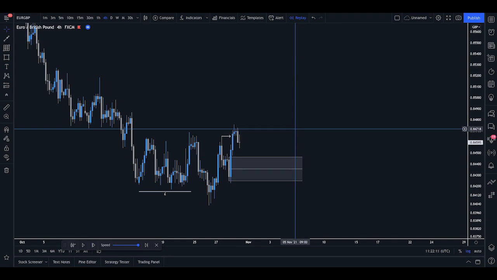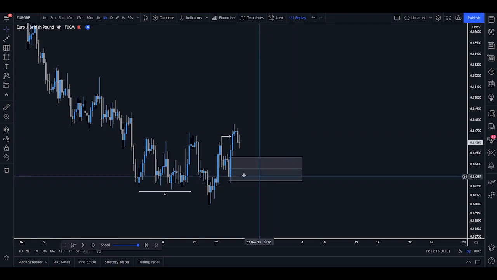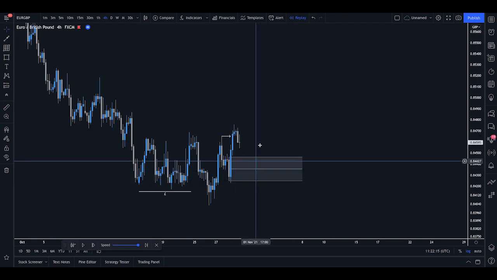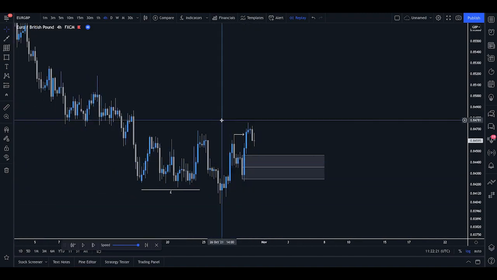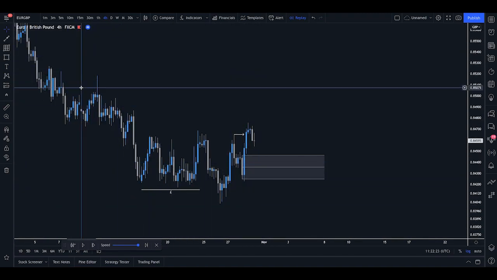When you find these refined zones, you can actually then execute using that refined area to get a better entry, tighter stop loss, and higher risk reward. So we're going to show an example in this video. We are looking at Euro GBP on the 4-hour time frame.